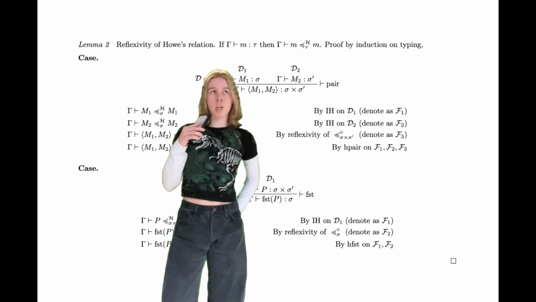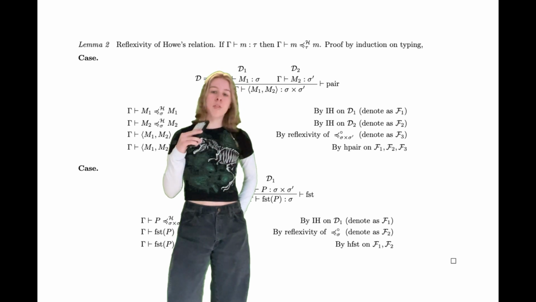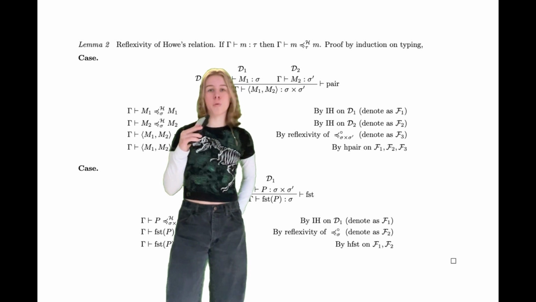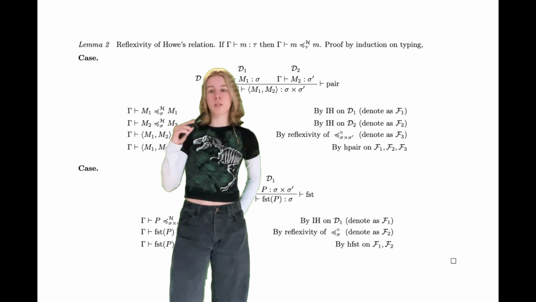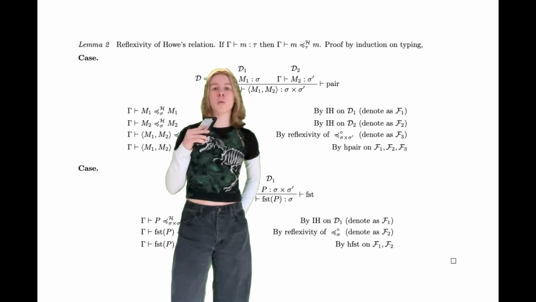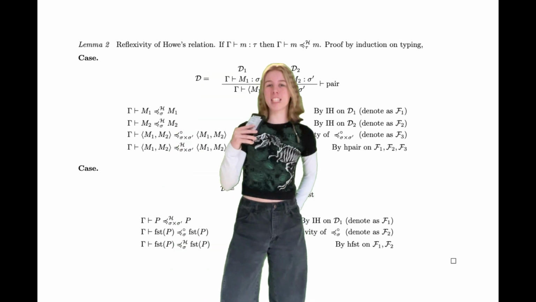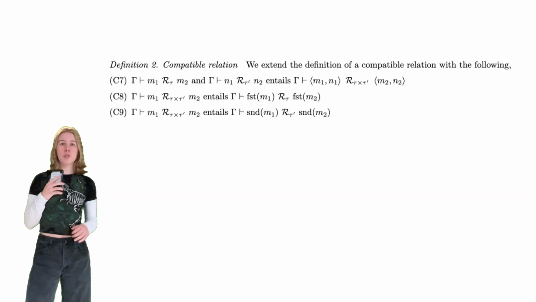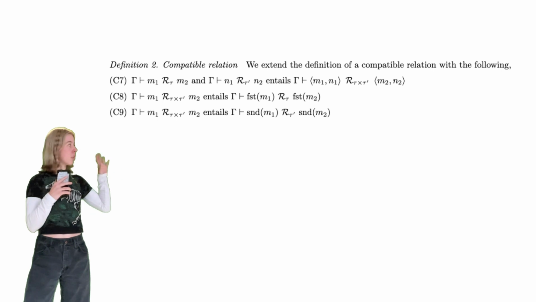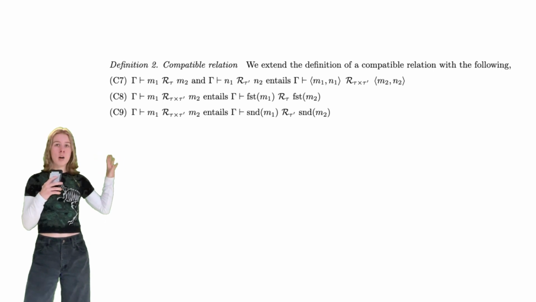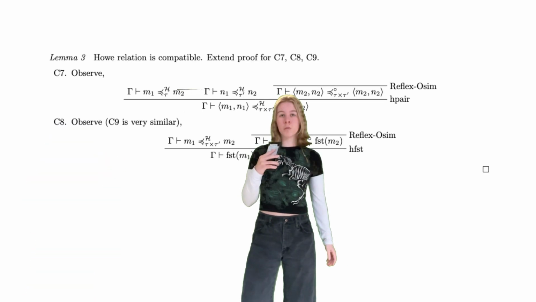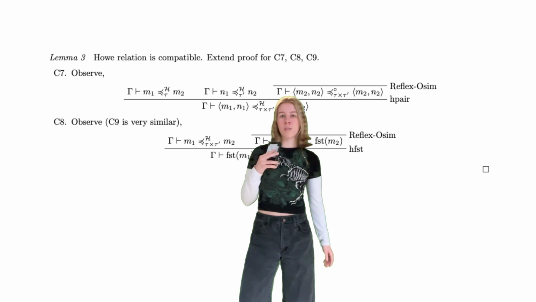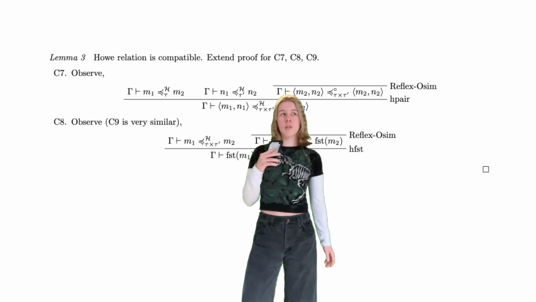This is by induction on the typing derivation, and the cases of the proof generally follow the structure of appealing to the induction hypothesis, using the reflexivity of open simulation, and using Howe's inference rules to reconstruct. Lemma 3 says that the Howe relation is compatible. So we start by extending our definition of compatibility for pairs, and then the proof follows pretty immediately by the reflexivity of open similarity and using the definition of Howe relation.